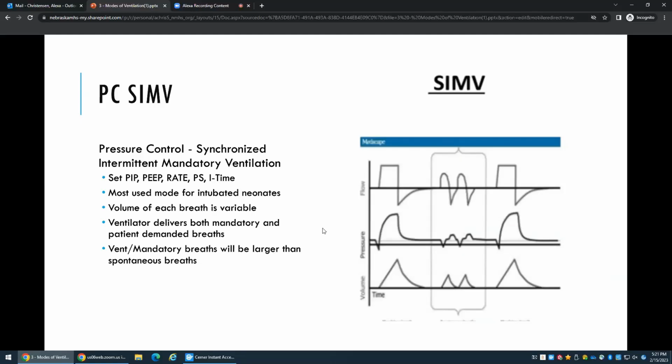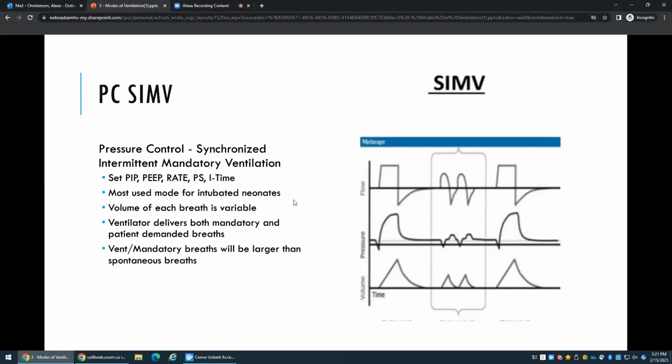Okay, so what is what? This mode is called pressure control SIMV. What does that mean? Pressure control, synchronized intermittent mandatory ventilation. In this mode, we are going to set a peak inspiratory pressure, or PIP, an end expiratory pressure, or PEEP, a pressure at the base of the lungs on expiration, a rate, a pressure support, and an I time. I've been doing this 20 years, and this has been the mode we have used the majority of the time over the last 20 years for all of our intubated neonates.